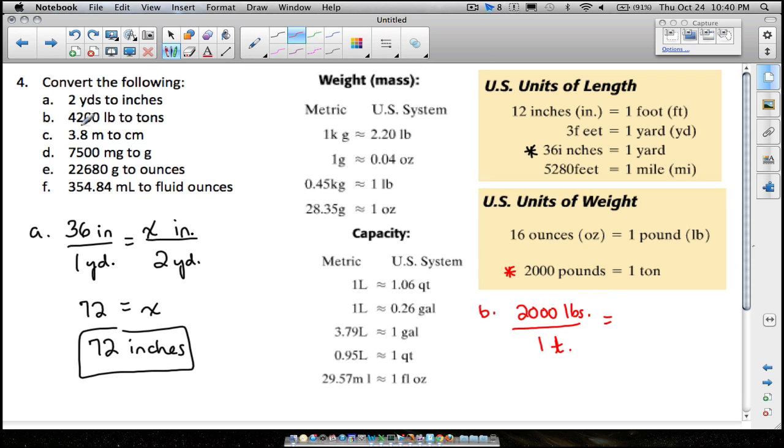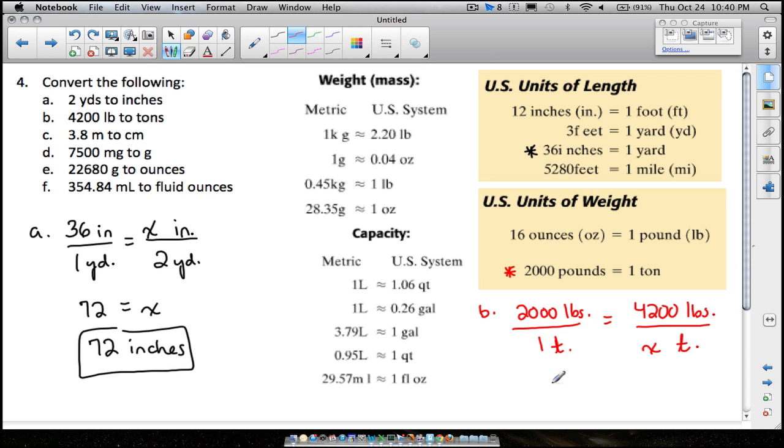Set this equal to, now we have 4,200 pounds and we want to convert that to tons. So since we have pounds on top, let's make sure we put the pounds on top here. So 4,200 pounds over X tons, because notice here we're trying to convert this to tons. So let's cross multiply to solve this.